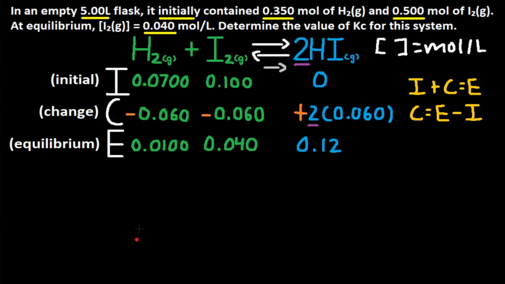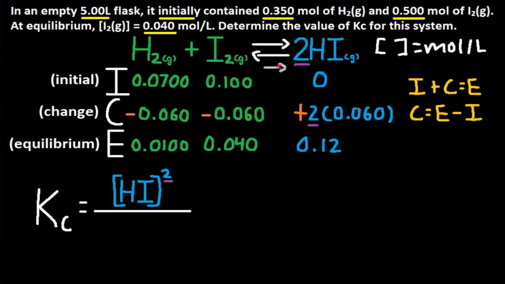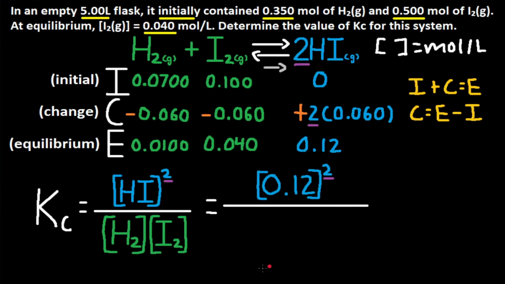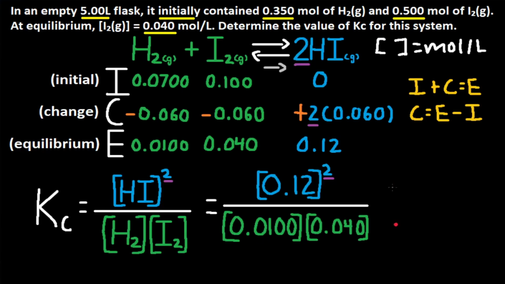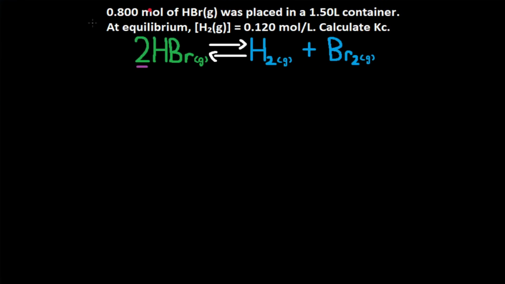Now we write the equilibrium constant expression. Kc is equal to products divided by reactants, so we have HI to the power of 2, since it has a coefficient of 2, divided by H2 and I2. Plug in the numbers available, specifically the equilibrium concentration values, so we have 0.12 squared divided by 0.0100 multiplied by 0.040. Using your magnificent calculator and calculating this out, you should get a value of 36, and that will be the answer to this question. This question has the same process as the other one, so you can pause the video and try this yourself if you would like.